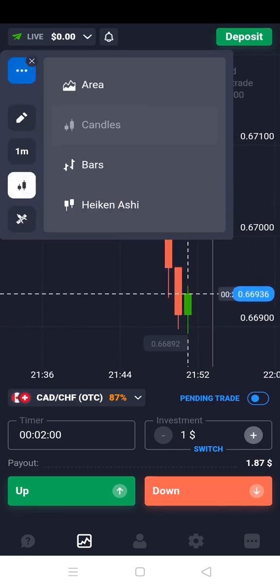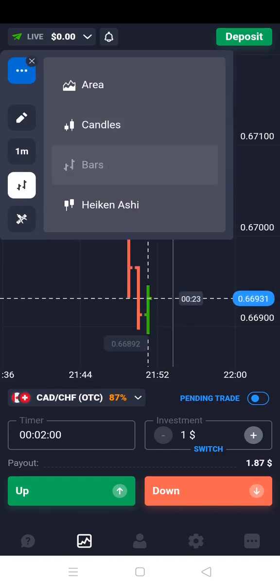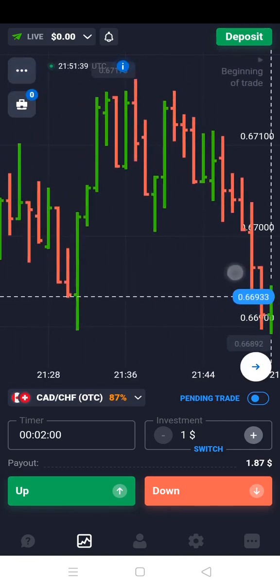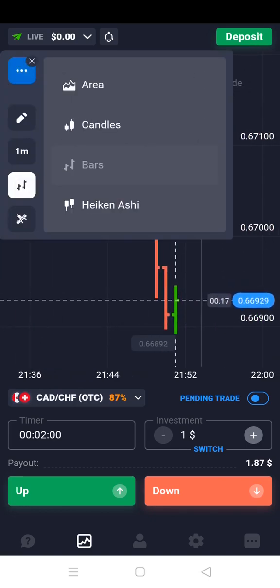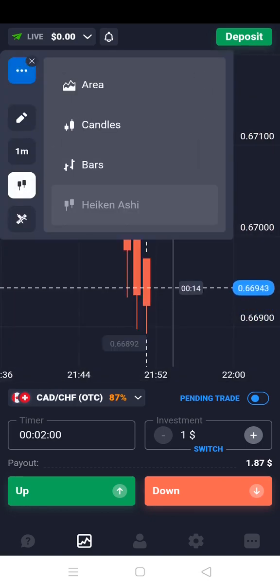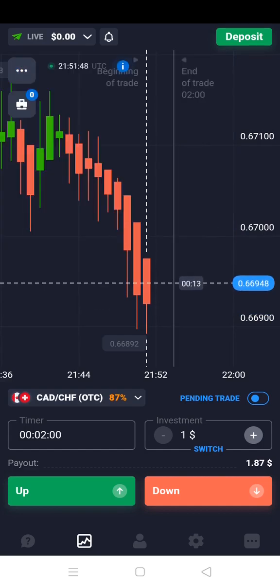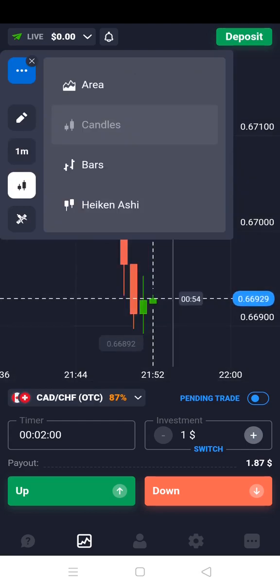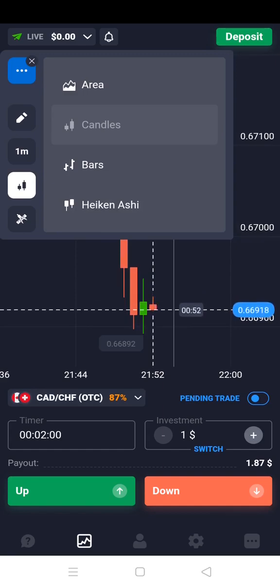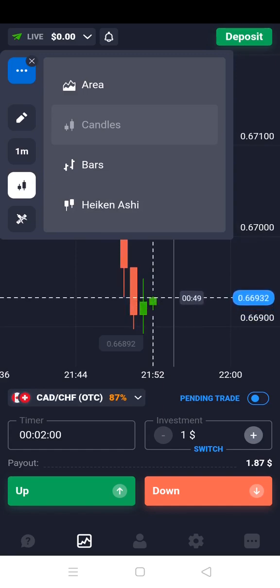Then we have bar charts. This is what a bar chart looks like. I don't trade bar charts because I don't understand them. Then we have Heikin Ashi. I used to trade Heikin Ashi, but it usually gives false entries, so I don't use it. The most used and most recognized chart all over the world is the candlesticks because it's easy to read. So that is what we'll be using for our trading.